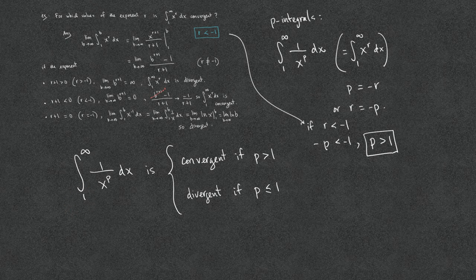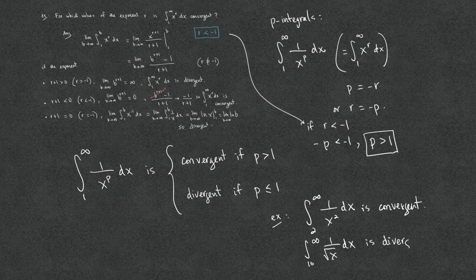For example, the integral from 2 to infinity of 1 over x squared dx, since p equals 2 is greater than 1, we know that this integral is convergent. Or the integral from 10 to infinity of 1 over the square root of x dx, in this case p equals 1/2, which is less than or equal to 1. Thus we know that this integral is divergent.